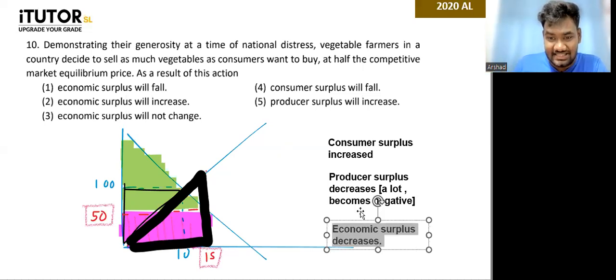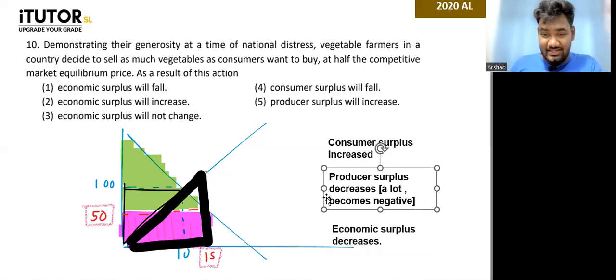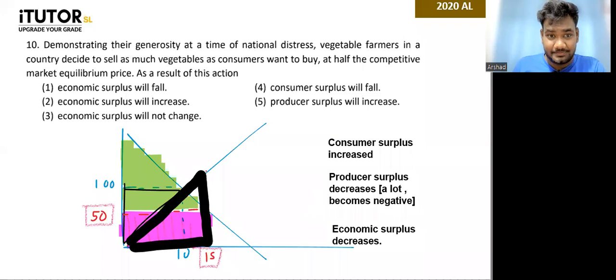Look at your answers and see which answer goes with this. Answer number 1, right? Economic surplus will fall. Surplus increase, wrong. Surplus no change, wrong. Consumer surplus fall, no. Producer surplus will increase, fine. Did that make at least a little sense? If you all have that ability of thinking that extra step and figuring it out, ideal.